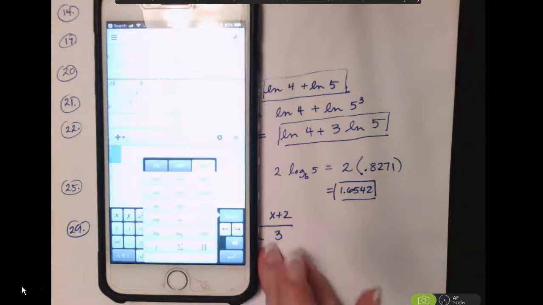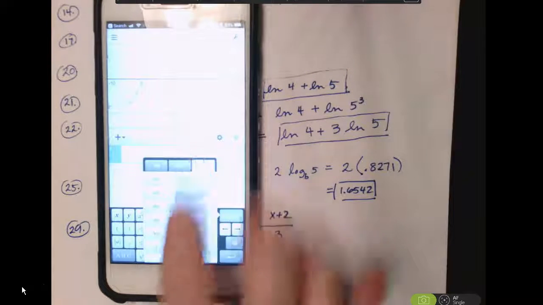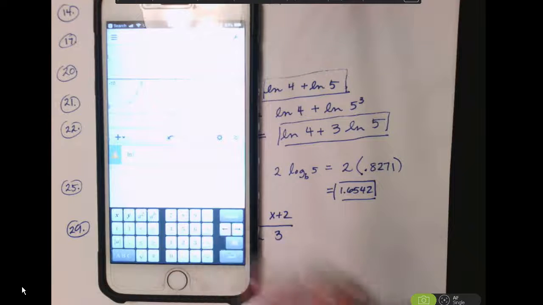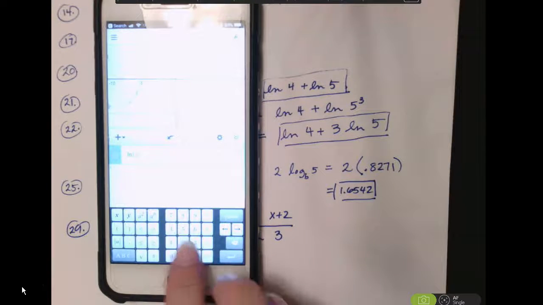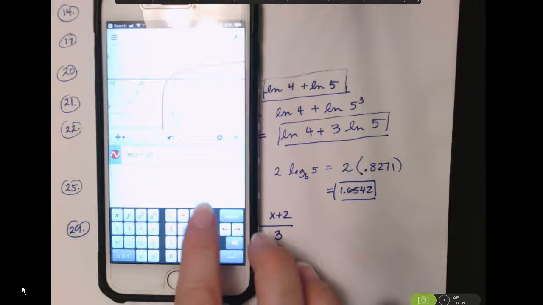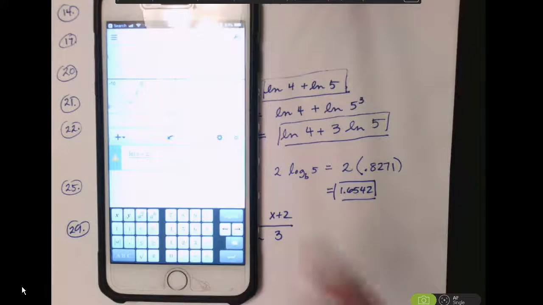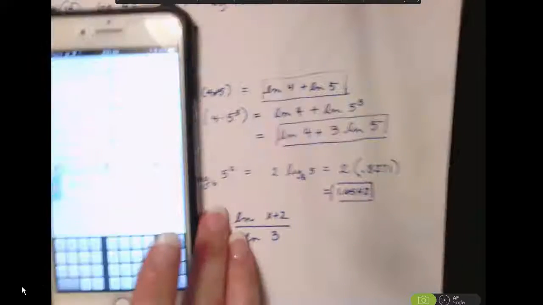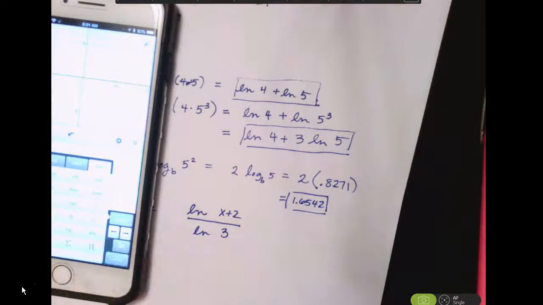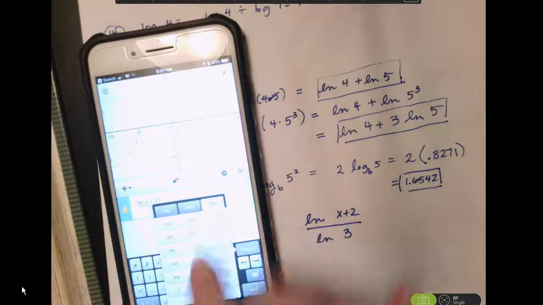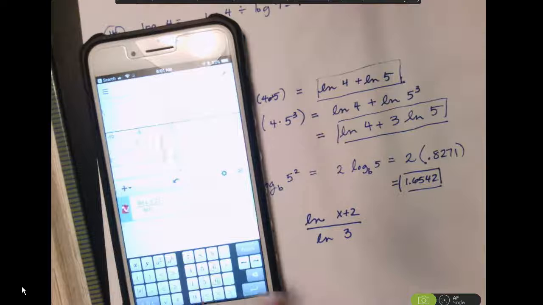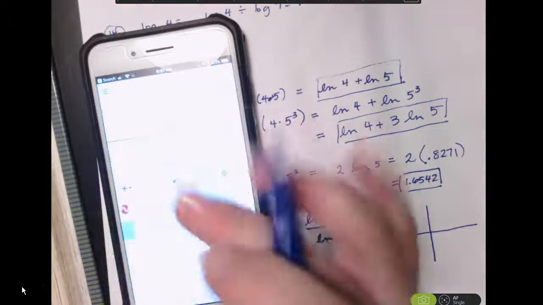Okay, so this is my Desmos app. I went into functions and the natural log is over in the miscellaneous. So I've got natural log of x plus 2 close parentheses divided by, and then I need to do the natural log of 3. So I'm going to go back into my functions and do natural log of 3. And that's showing me that it's in the denominator. So there we go. It looks like a standard log. Let me zoom in.